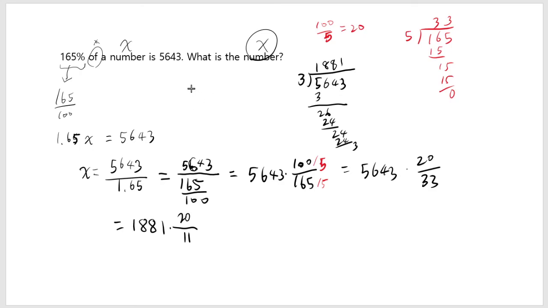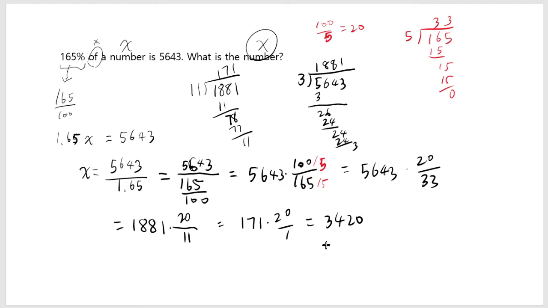Now it remains to just divide. It's better to divide first and then multiply. That's easier, right? So I'm going to divide 1881 by 11. And perfect. That's 171 times 20 over 1 now. And then all you have to do now is just multiply 171 by 20. That's 3420. And that's the answer. So x is equal to 3420.